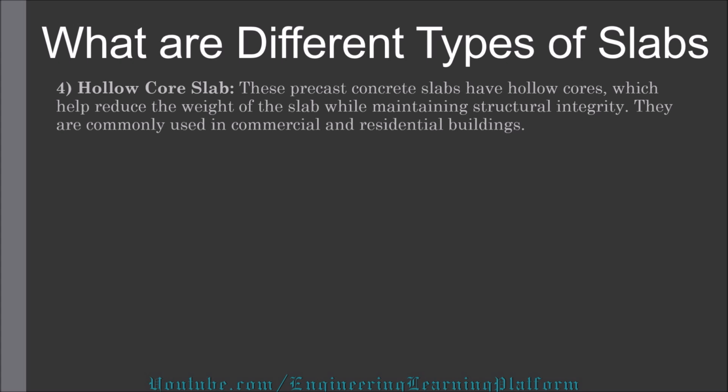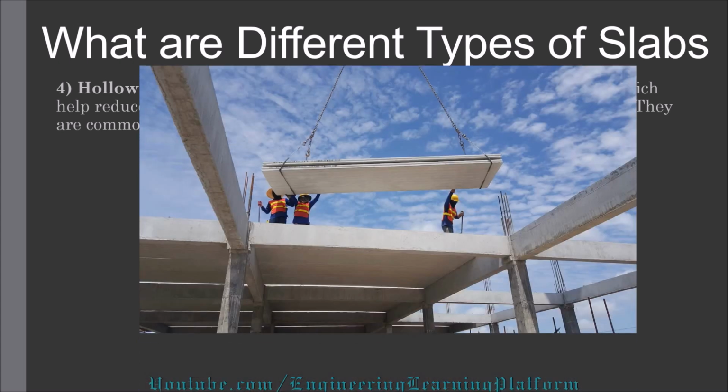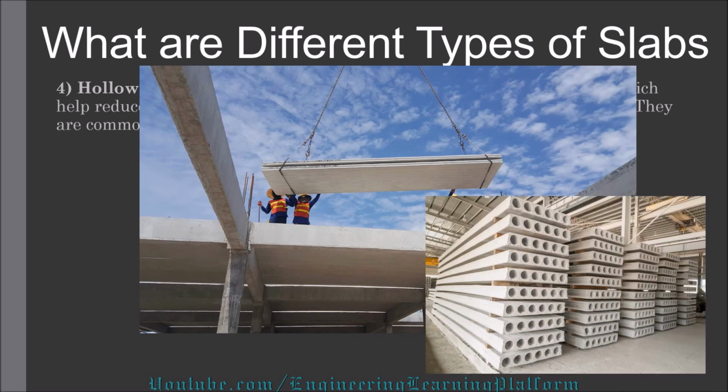Hollow core slab. These precast concrete slabs have hollow cores which help reduce the weight of the slab while maintaining structural integrity. They are commonly used in commercial and residential buildings and offer support to large spans and faster construction. So this is a typical hollow core slab shown, and the section of the hollow core slab looks somewhat like this.